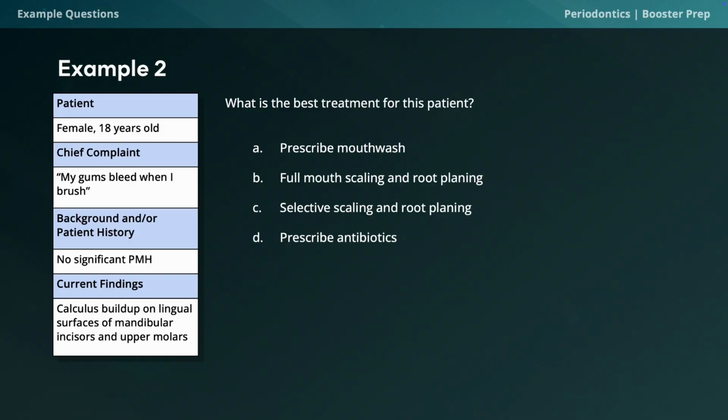Next up, we have a female, 18 years old. Chief complaint, my gums bleed when I brush. She has no significant past medical history, and our current findings include calculus buildup on the lingual surfaces of mandibular incisors and the upper molars. Go ahead and pause this video, look at the answer choices, and resume when you're ready.